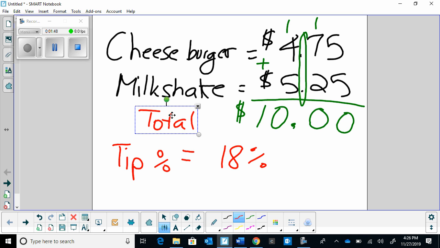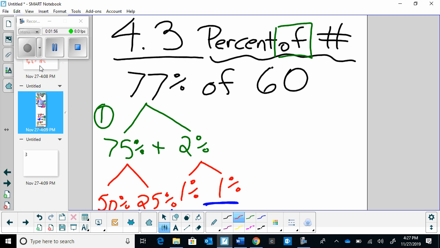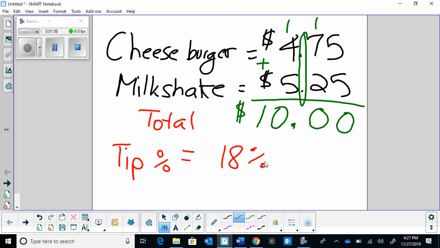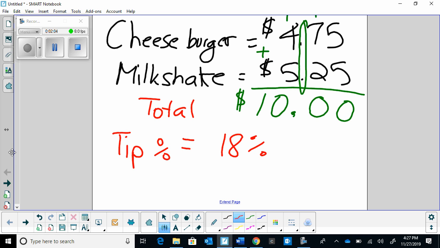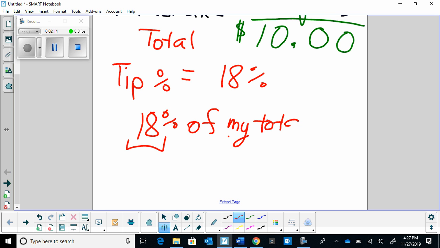Okay, so in this case, it's going to be 18%, that's the tip percentage of my total. And in this case, my total is going to be $10. Right? So now I need 18% of $10.